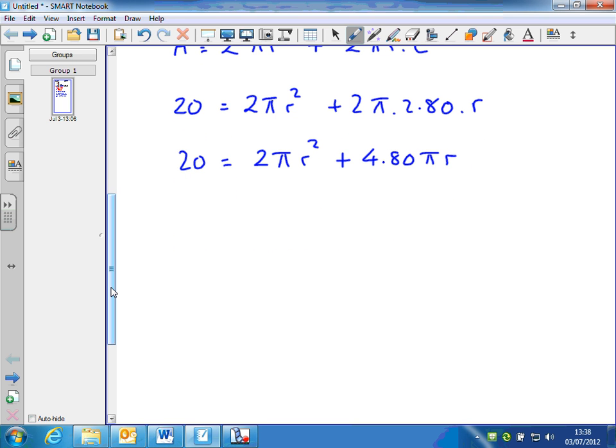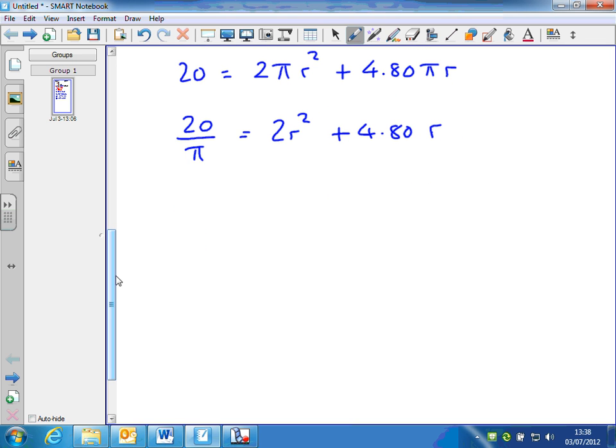We can make life a little bit easier for ourselves by dividing every term by pi, so that then the pi only occurs in one of the elements. So that will give 2r squared plus 4.80 r. Also, because 2 can go into all of these, we could divide each term by 2. 10 over pi equals r squared plus 2.40 r.